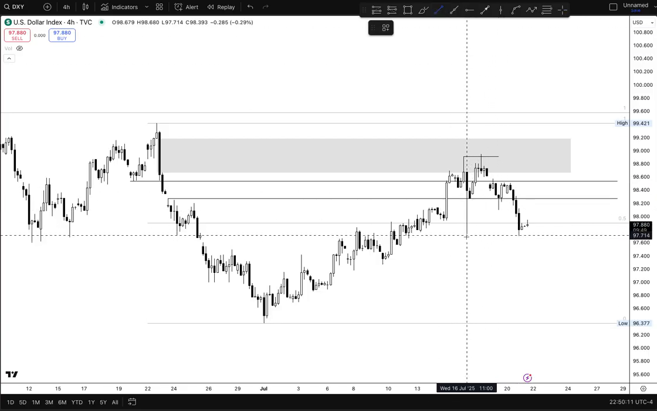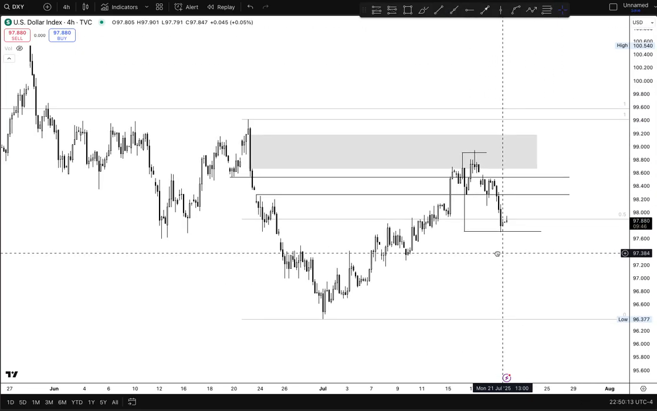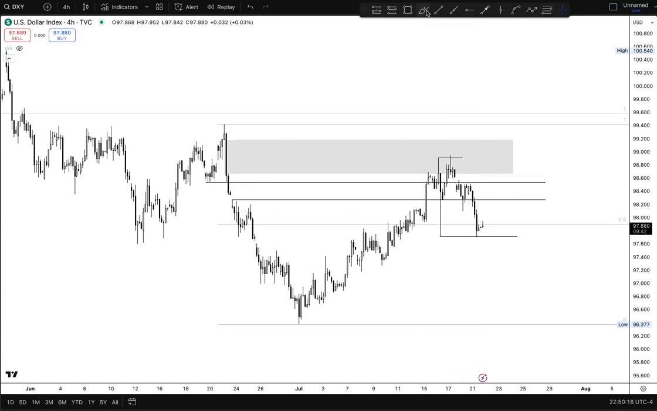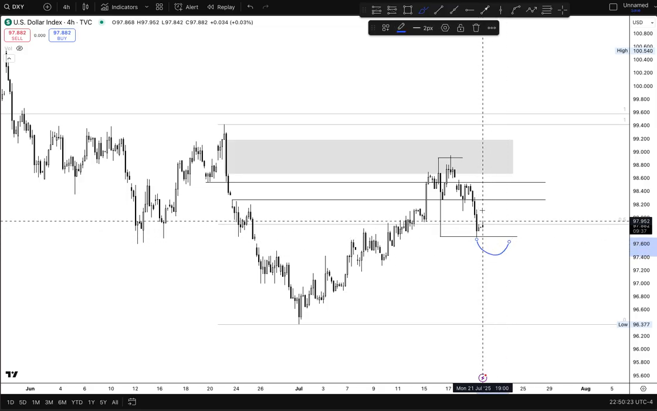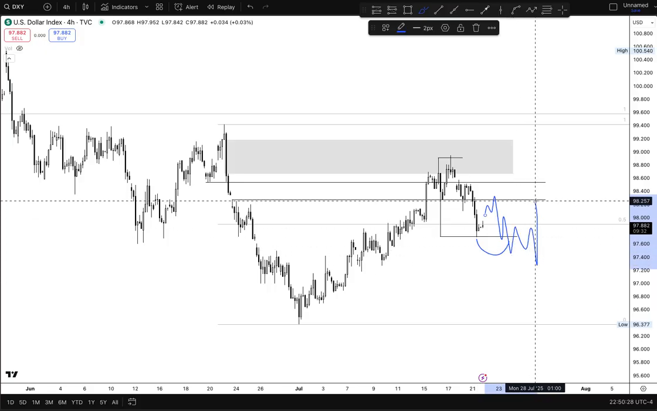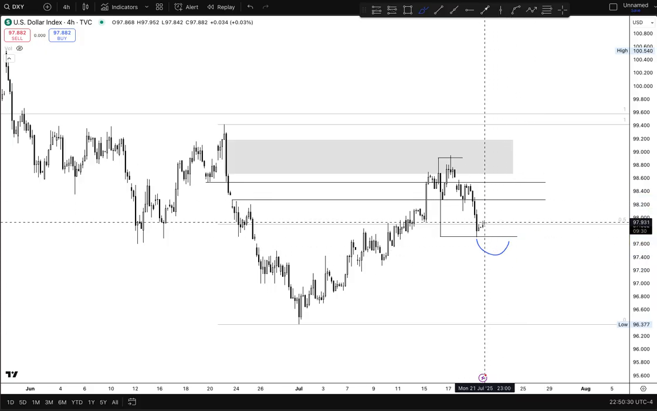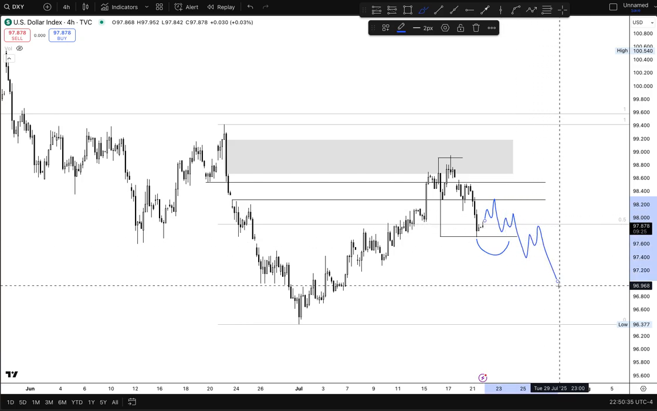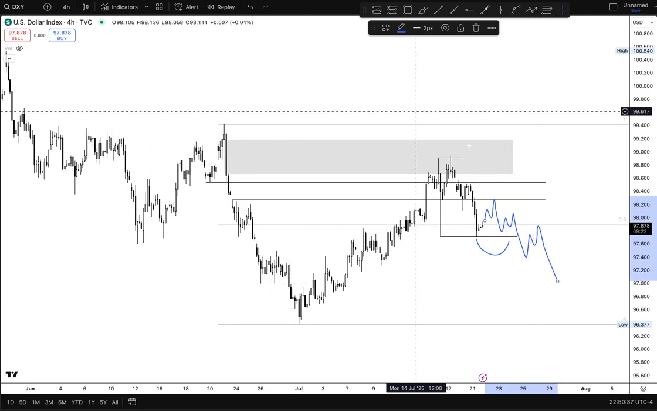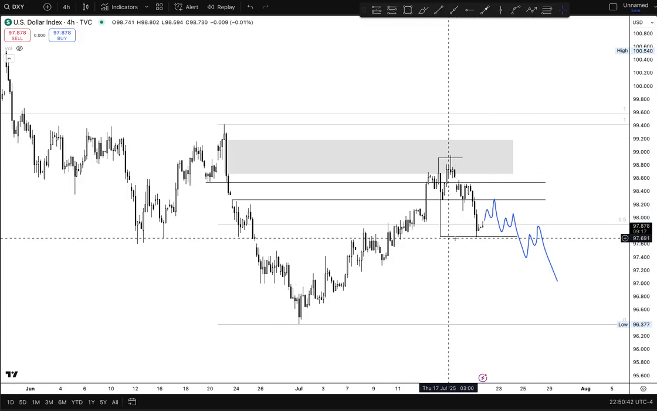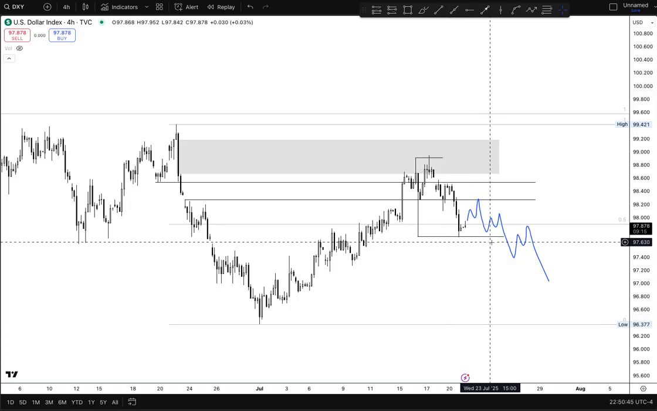if we take out this low here. So if we take out this low, do we deviate off this level here? Or do we start just trading lower from here? So again, two possible scenarios. Seeing how price reacts after taking out this low.